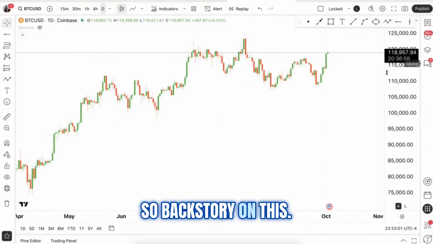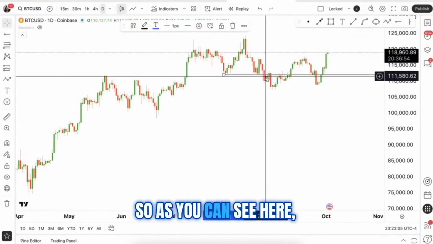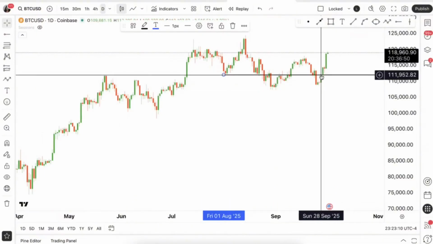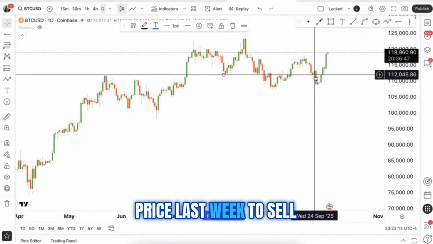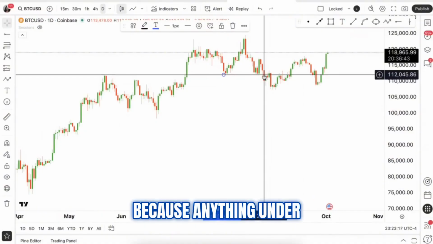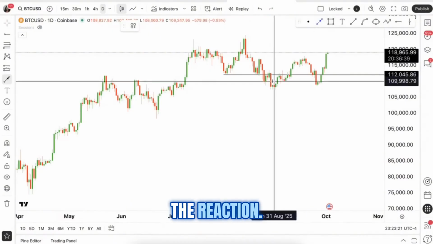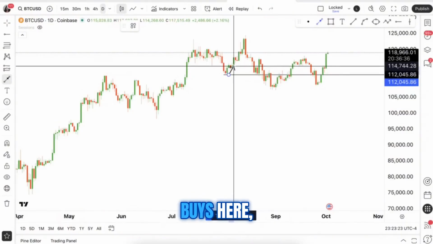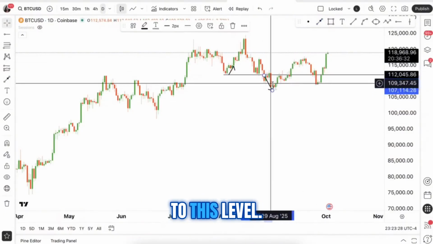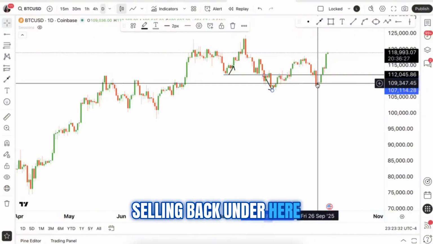So, backstory on this, I was selling price under this level. As you can see here, price sold down to this level on BTC. I was looking for price last week to sell down to that level on BTC because anything under this level will have selling potential down to here, because we already see the reaction. We already see that price was holding up buys here. And then the moment it broke, it ended up selling down to this level. There was a correction in the market, and then price ended up selling back under here again.